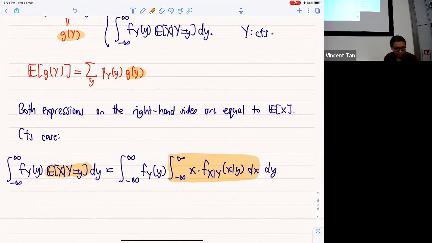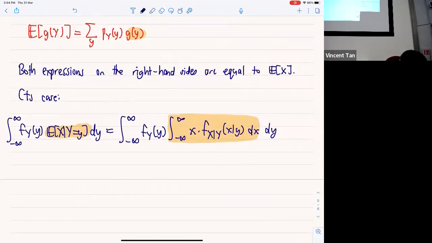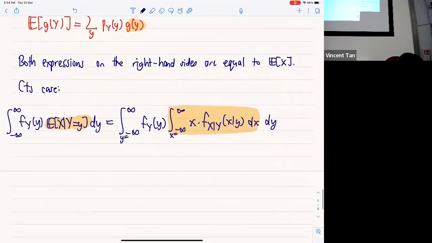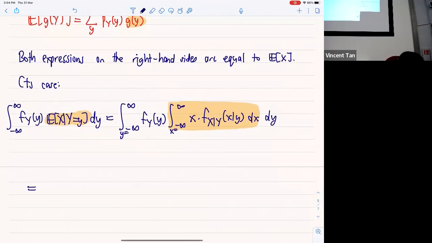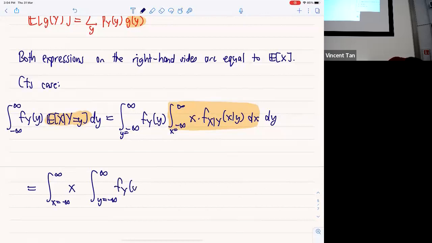At this point, we can do a few things. This integration is integrating over y, and this is integrating over x. So we can actually swap. In signals and systems, you will always swap this, I know. So we can bring the x running from minus infinity to infinity outside, and y running from minus infinity to infinity inside, f of y, f of x given y, and we change the order of the integration. That is what we always do in electrical engineering.